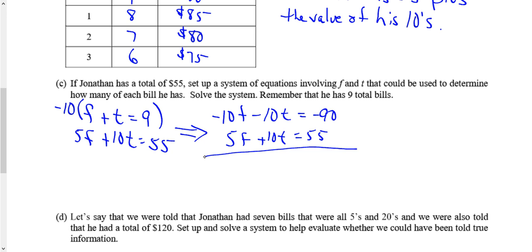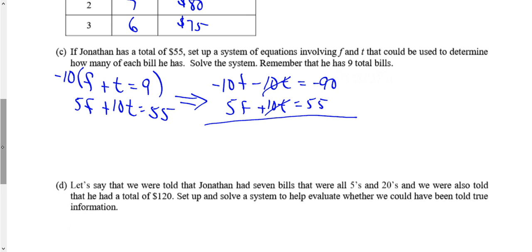All right, will the T variable go away now? Yeah. So what does that give us here on the left-hand side? Negative 5F equals negative 35. Okay. So now we divide by negative 5. Positive 7. F equals 7, so there are 7 $5 bills in his wallet.